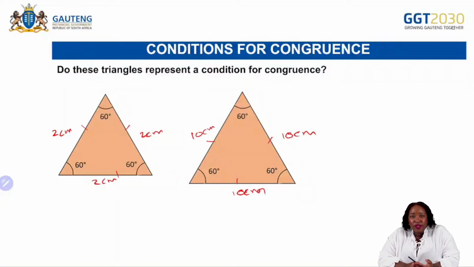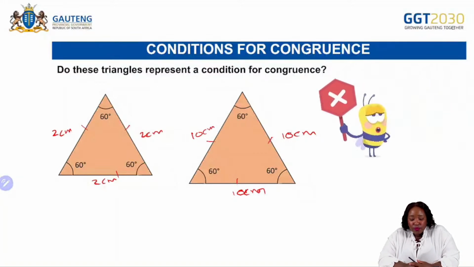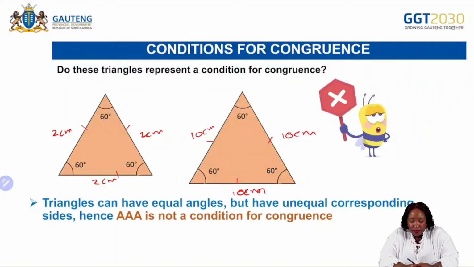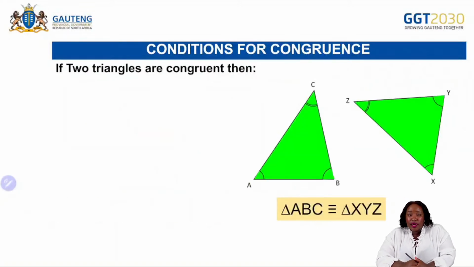Do you get why we can't use the angles? Okay, right, so you could have a very large triangle with the same angles, or a very small triangle with these same angles. Therefore, the answer here will be no. These triangles do not represent a condition for congruence, okay? Right. So because we said it's possible for them to have equal angles, but have unequal corresponding sides, right? Therefore, A or angle is not a condition for congruence, all right? Do make sure you've got this. I don't want you making that mistake, all right? Okay.